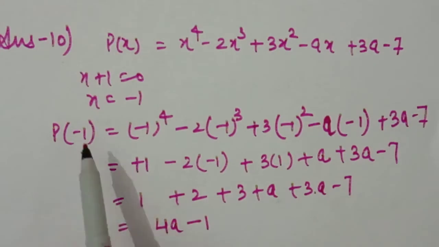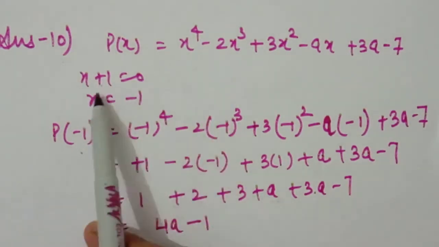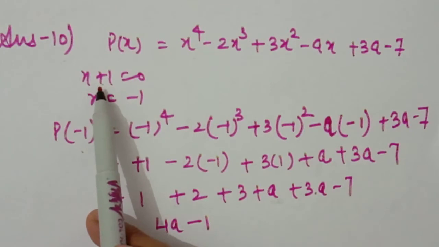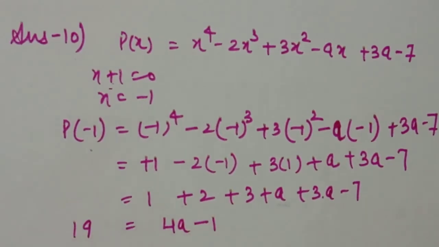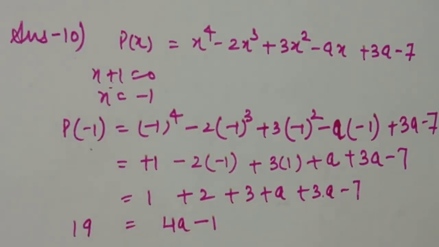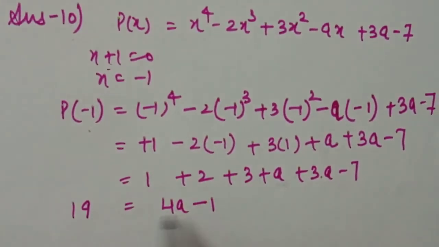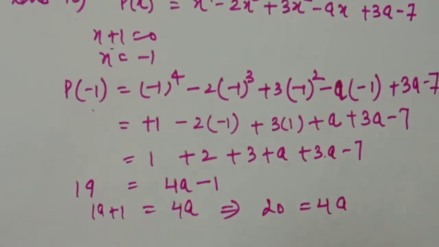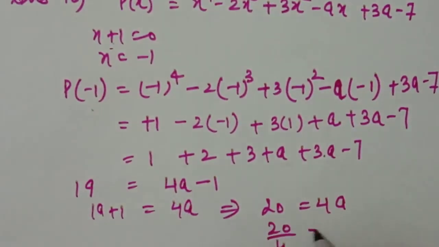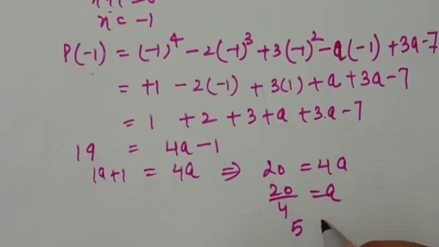He said when we divide this polynomial by the given second polynomial, the remainder is 19. It means the remainder should be equal to 19, because now we got this remainder and they said that the remainder is 19. It means both are equal to each other. So what is the value of a? We will shift this number here: 19 plus 1 is equal to 4a. It becomes 20 is equal to 4a. Now we will shift 4 to the other side, then a is 5. The value of a is this.